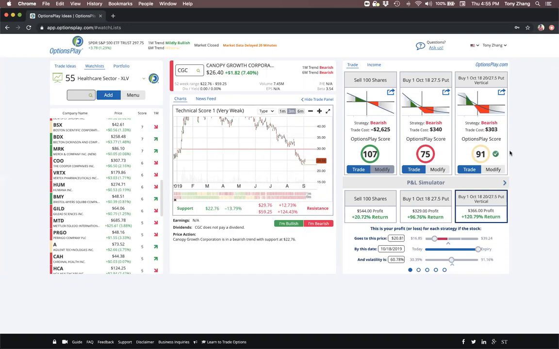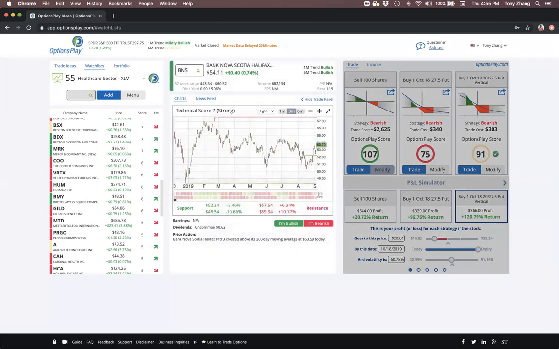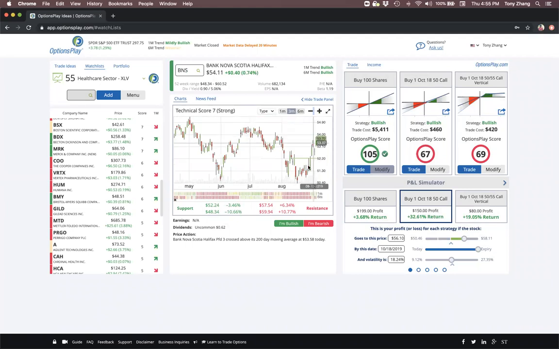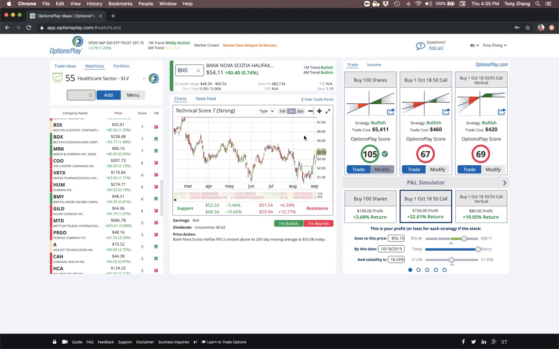The only thing that you want to be careful with on some of these trades is that puts are really expensive. Even this put spread has a relatively low OptionsPlay score. So be careful if you're trading these on the short side. Sam is asking for BNS, Bank of Nova Scotia, relative score of 7, 1 month and 6 month trend just turned bullish. This is very similar to the JPM trade that we recently put on.